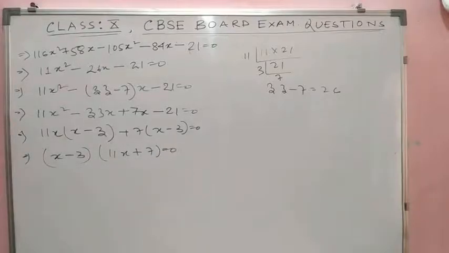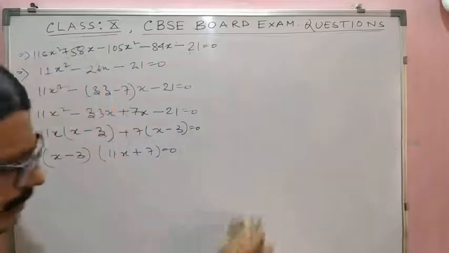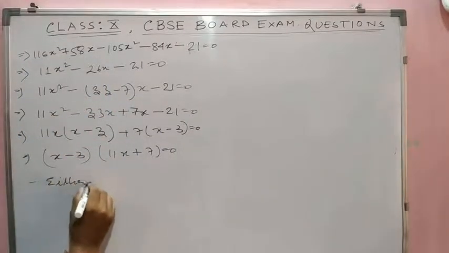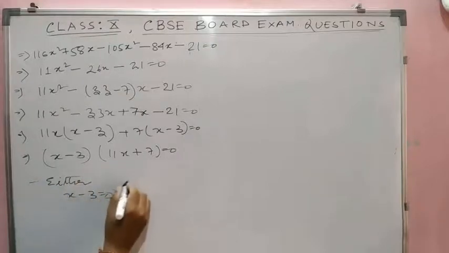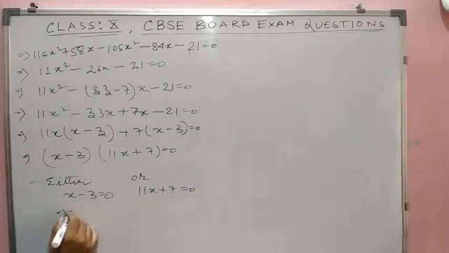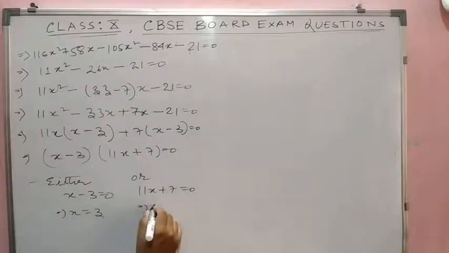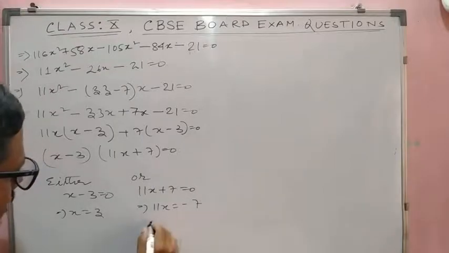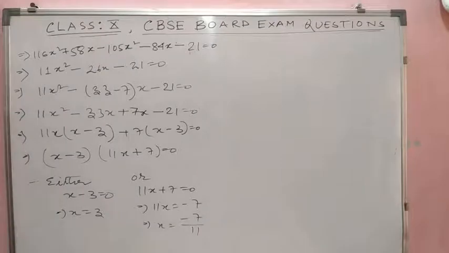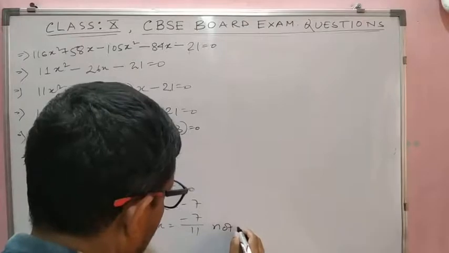Now definitely, therefore either x minus 3 equal to 0 or 11x plus 7 equal to 0. This implies that x equal to 3, and this implies that 11x equal to minus 7, so x equals minus 7 by 11. Since x is the numerator, it cannot be negative in a fraction, so it is not accepted.